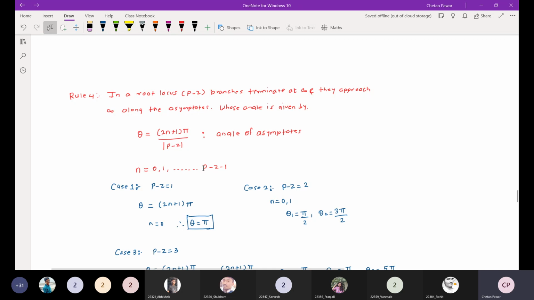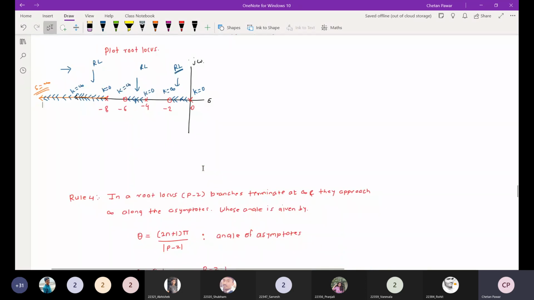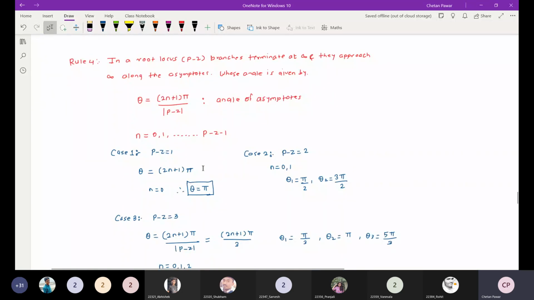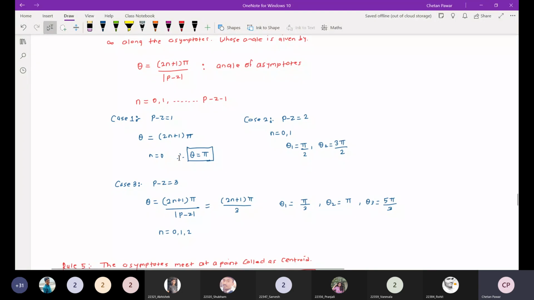So it depends on how many zeros exist at infinity, and the asymptotes show the direction in which those infinite zeros are located. When we take a problem, this rule will become clear. So case number 1: when the pole-zero difference is 1, that is, the number of poles is greater than the number of zeros by 1, only one asymptote will be there. What is the angle of that asymptote? If you put n equal to 0 in this formula, you will get pi.